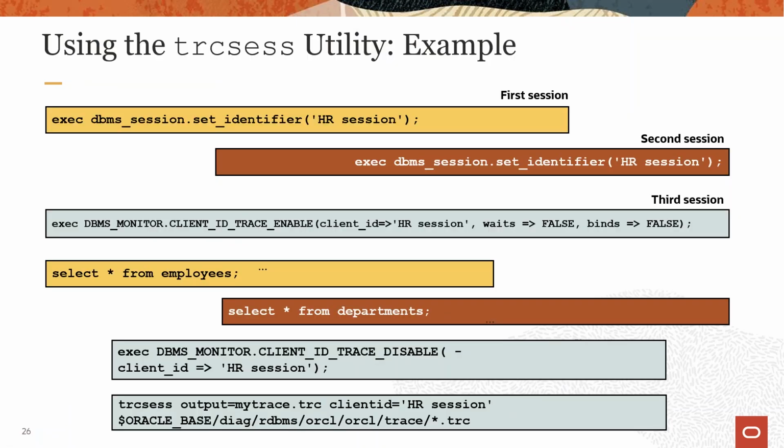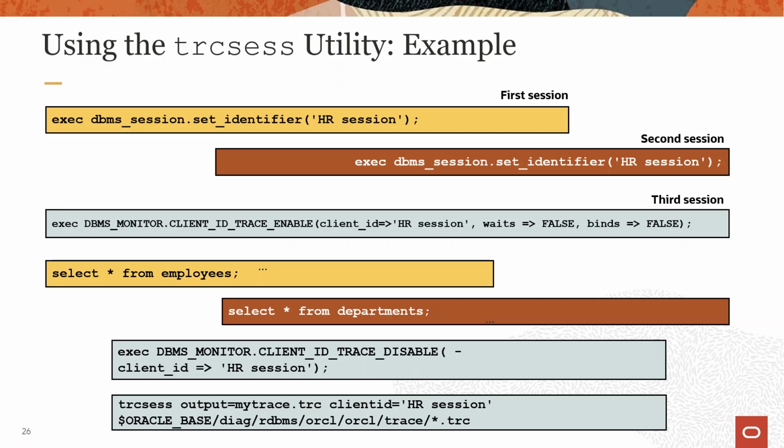Now, in the book, you have another example of the trcsess utility where you have 2 sessions, and both sessions are going to set their client identifier to HR session. Then in the 3rd session, I'm going to enable tracing for those sessions where the client ID has been set to HR session, and I'm not interested in capturing wait information and bind information. Then the 1st and the 2nd session perform their workload. Once this is finished, I can then via the procedure client ID trace disable the tracing of sessions that have their client ID set to HR session.